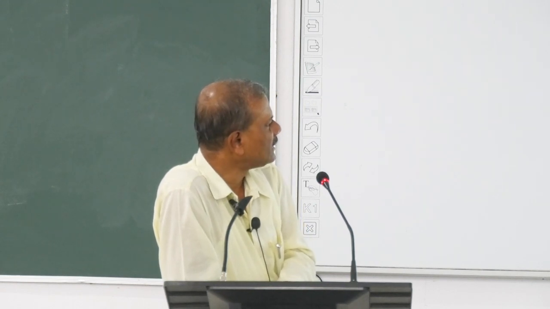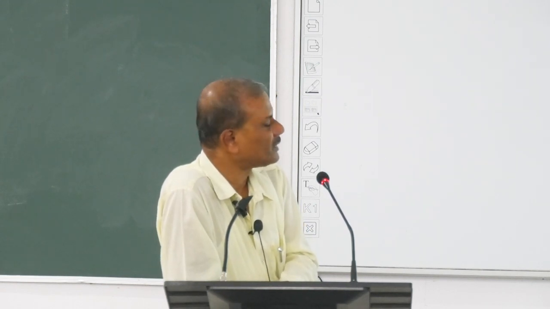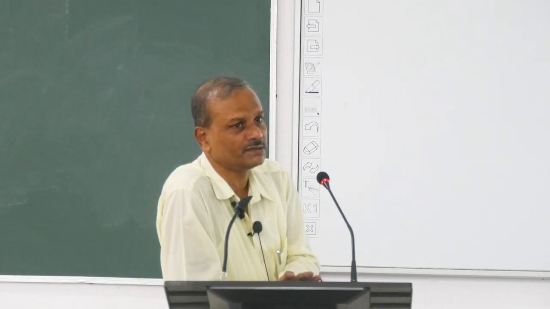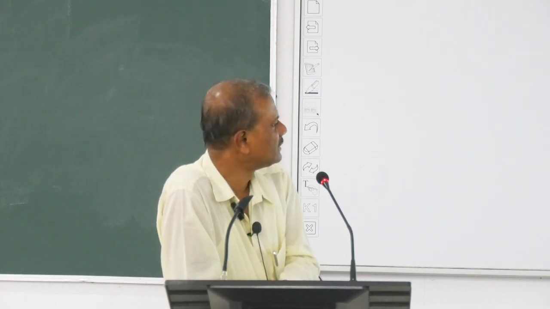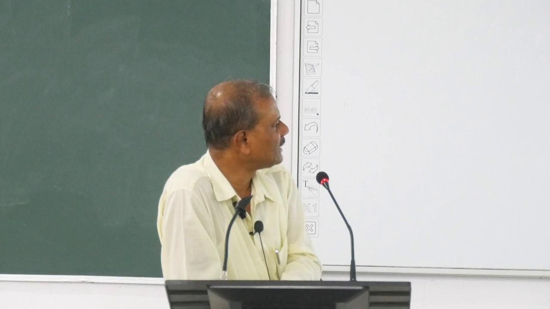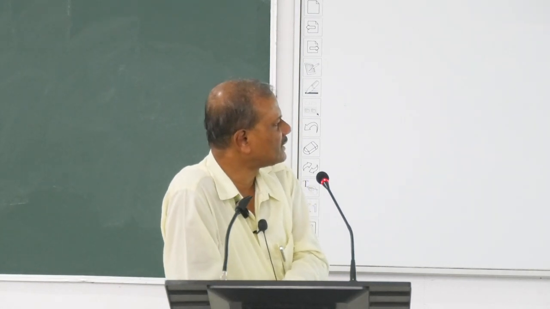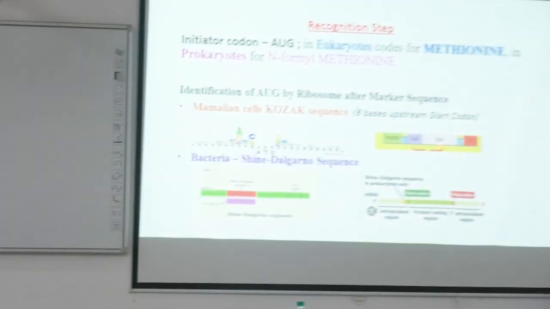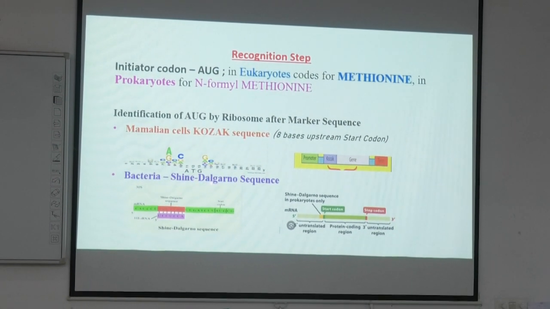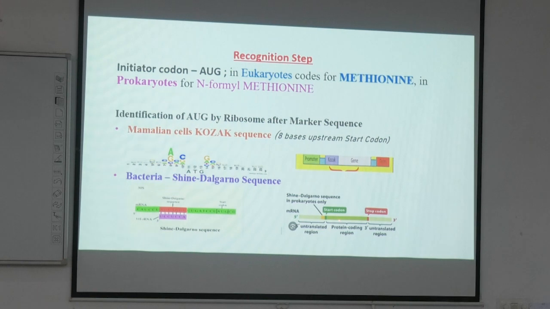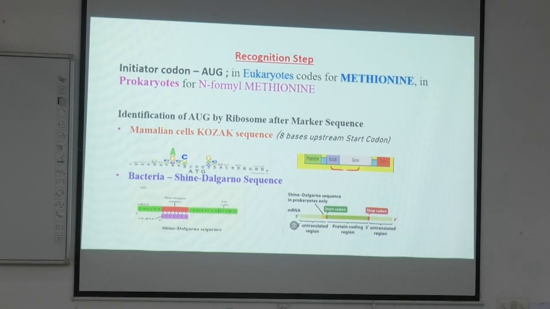And identification of AUG by the ribosome after the marker sequence. The marker sequence is different in prokaryotes and eukaryotes, and I will tell you the difference between the two in the next class. In mammalian cells, there is a Kozak sequence, that is 8 bases upstream of the gene. And in bacteria, there is the Shine-Dalgarno sequence; here there is the start codon, and this is the Shine-Dalgarno sequence.